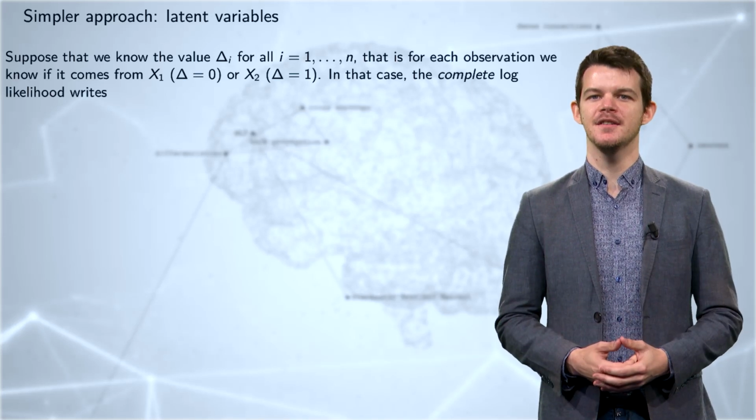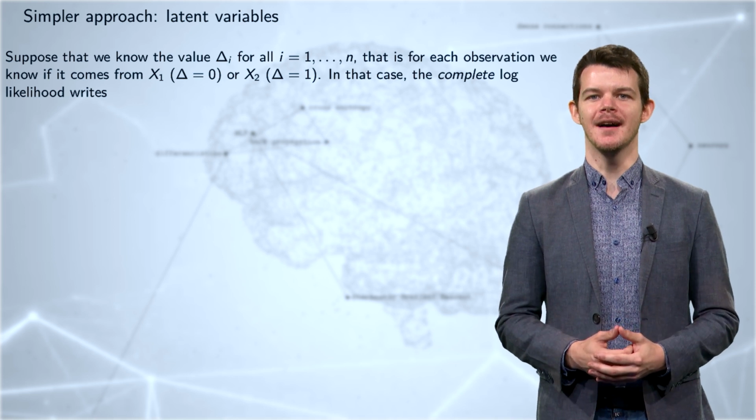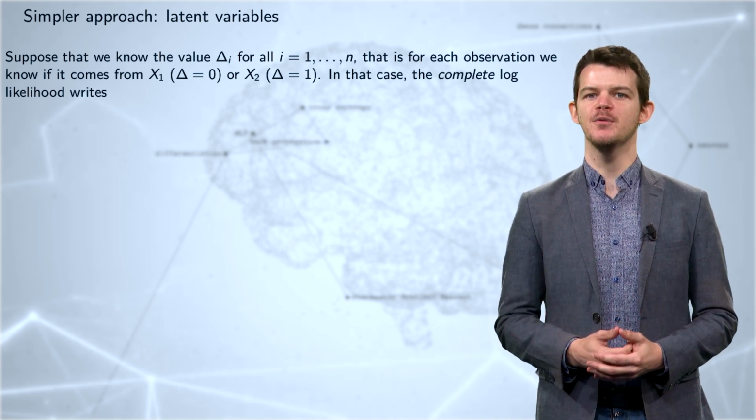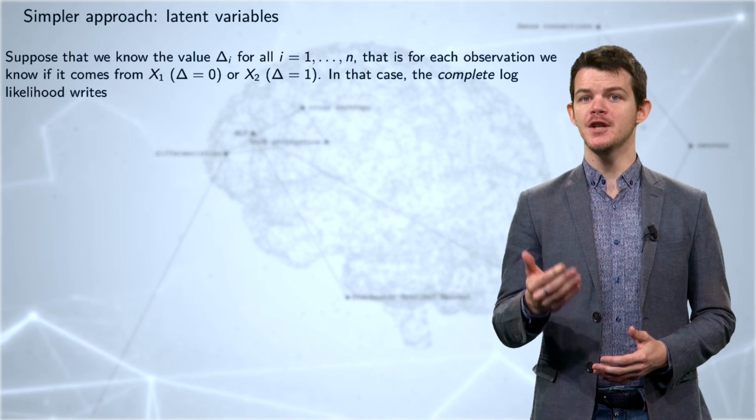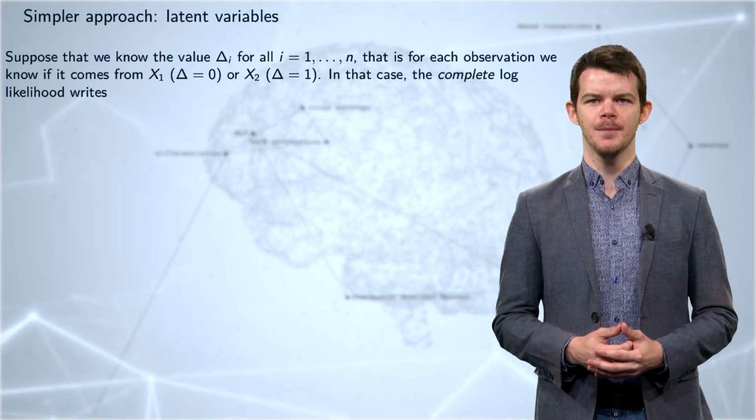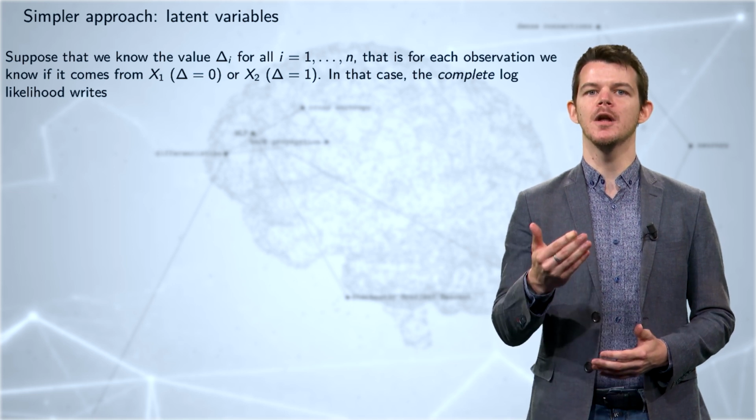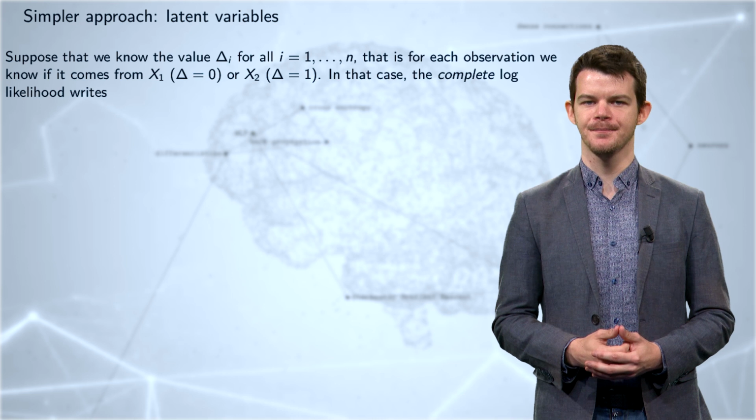Now, consider the exact same problem as before, but assume that we know the value delta I for all I ranging from 1 to m, that is, for each observation. We know that if delta I equals 0, the observation comes from the first Gaussian, the one with parameter θ1, and otherwise the observation comes from the second Gaussian, the one with parameter θ2.